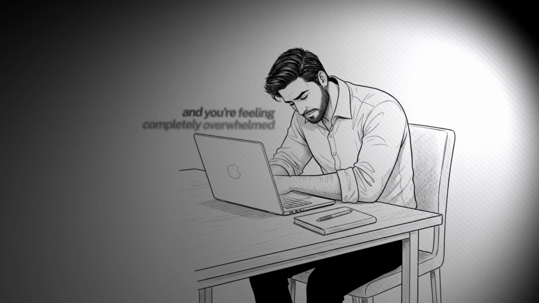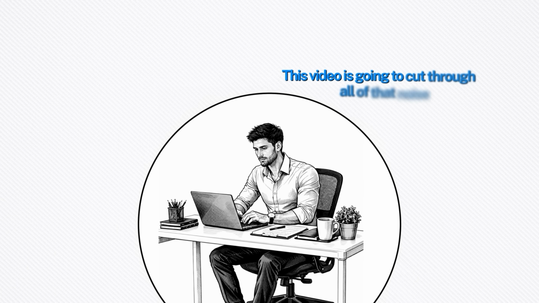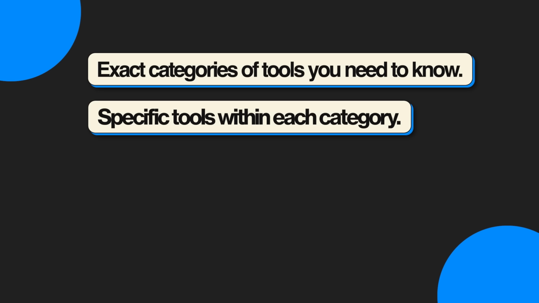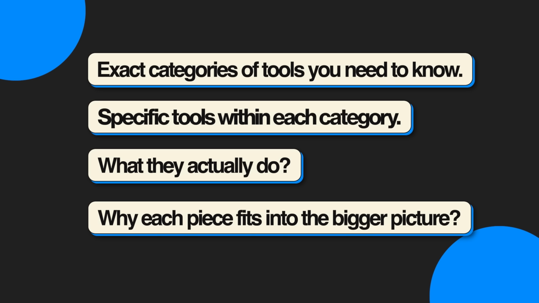If you want to become an AI engineer in 2026 and you're feeling completely overwhelmed by the sheer number of tools, frameworks, and platforms out there, this video is going to cut through all of that noise for you. I'm going to walk you through the exact categories of tools that you need to know, the specific tools within each category, and what they actually do, and most importantly, why each piece fits into the bigger picture. Because here's the thing, most people get stuck trying to learn everything and they end up learning nothing deeply enough to actually get hired or build something real.